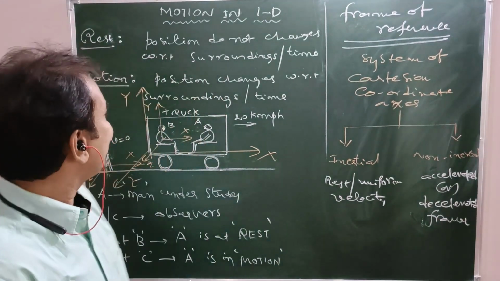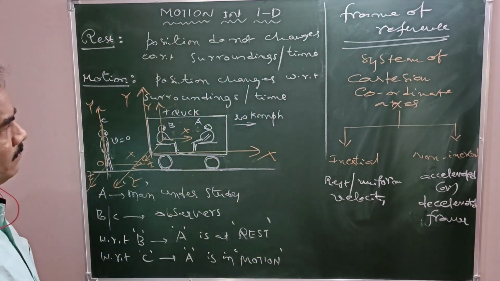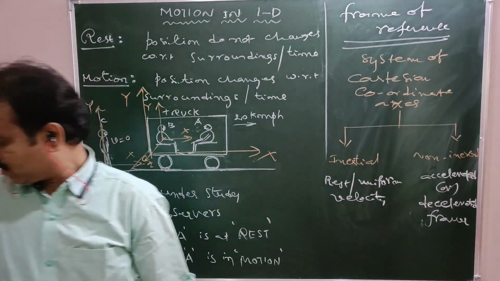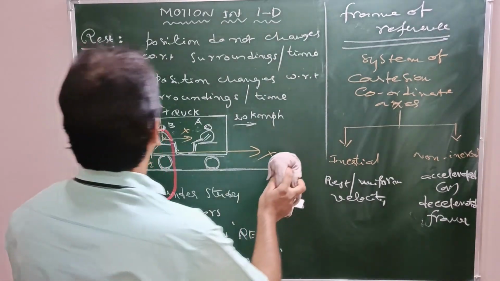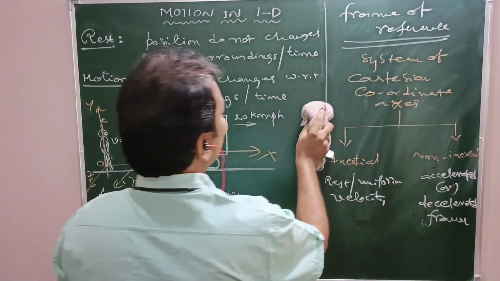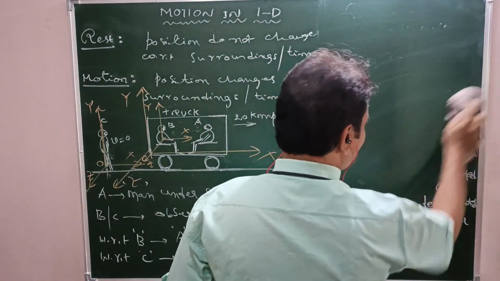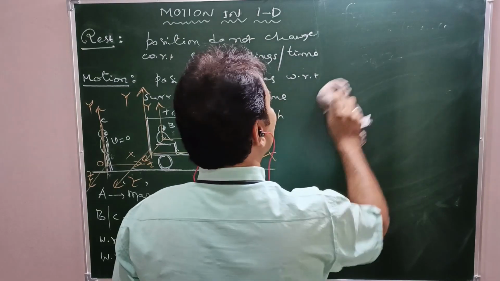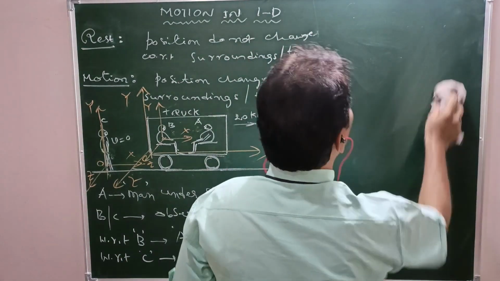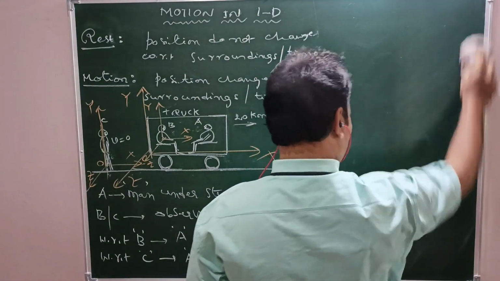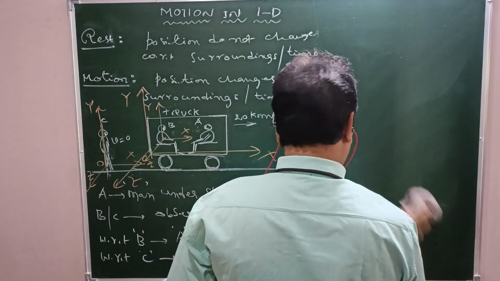Now coming to the next point. How many types are there in motion? Here we have three types in motion. First one is one-dimensional motion, second one is two-dimensional motion, and third one is three-dimensional motion, based on the path followed by the particle under motion.